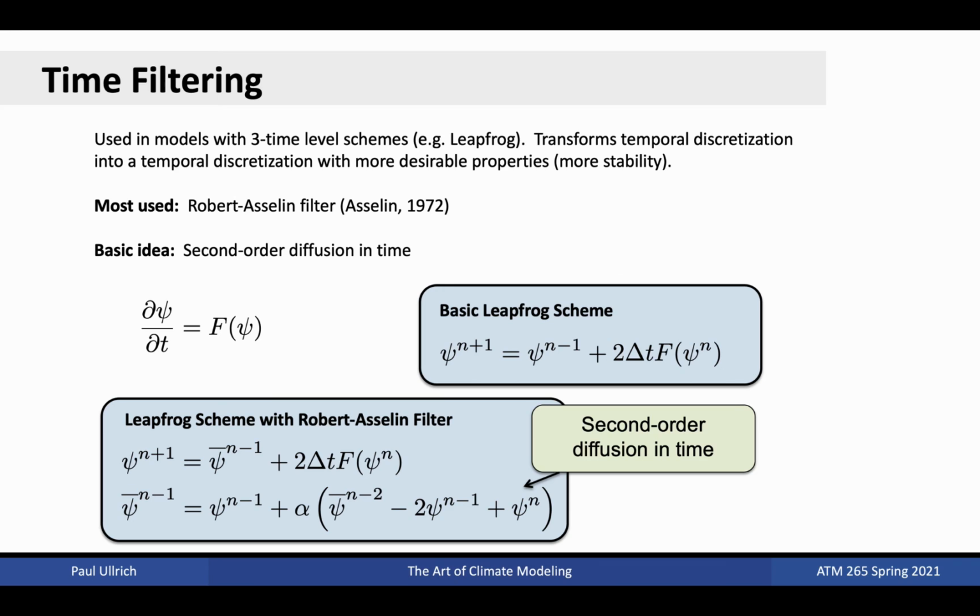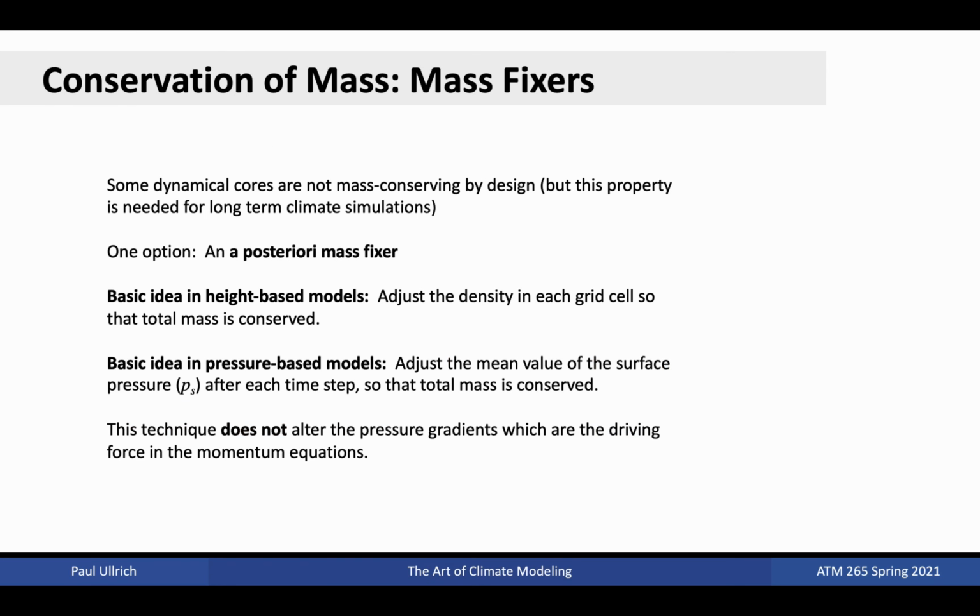Temporal filters are employed when the temporal discretization produces unphysical behavior, such as the checkerboarding effect from the leapfrog scheme. The basic leapfrog scheme is shown here on the right for an arbitrary nonlinear time tendency term. With the Robert-Asselin filter, the previous state of the system is pre-processed before being used in the leapfrog scheme through second-order diffusion in time, yielding the overbar phi term shown here. This counters the checkerboarding effect through temporal averaging.